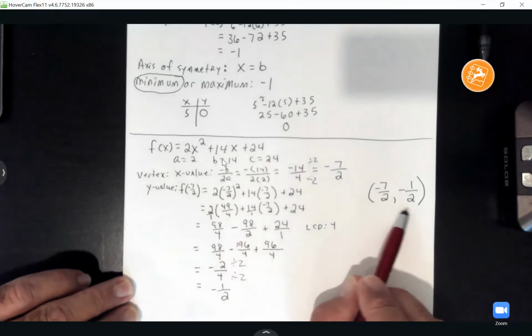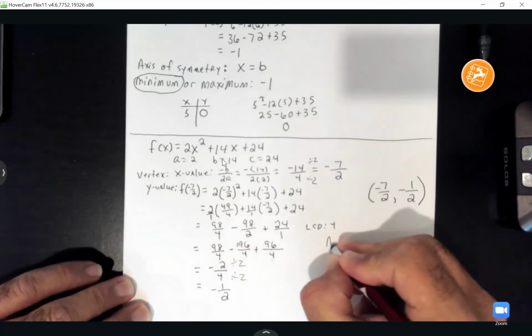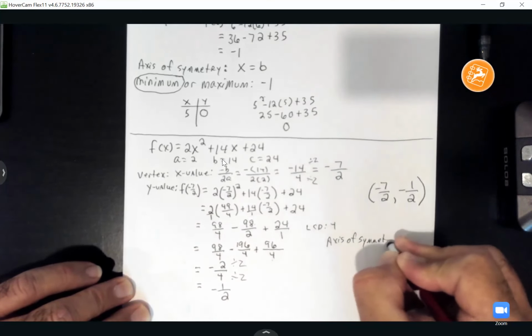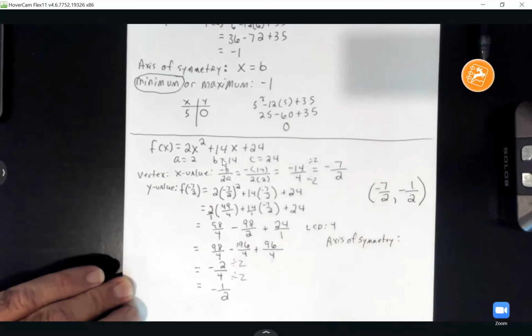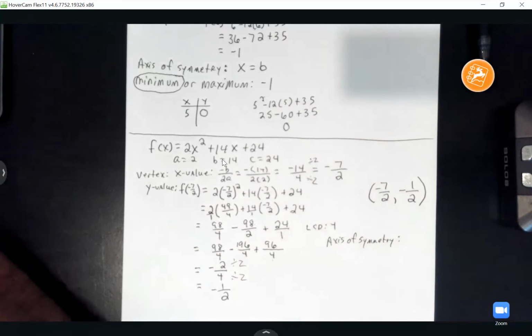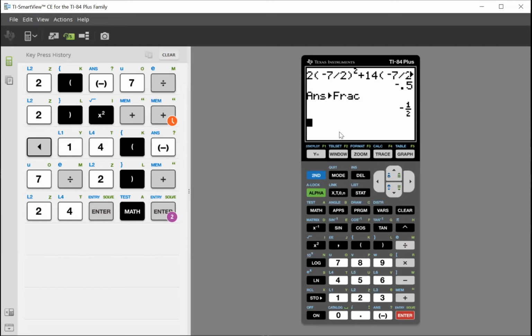All righty, so we got negative 7/2 and a negative 1/2. So what is our axis of symmetry? I got a -1. On this one we just put in the calculator. Okay, so let me go back to my calculator. So I got -1/2 as well. Okay, so negative 1/2 is what we want. I'm trying to figure out how you got a -1.